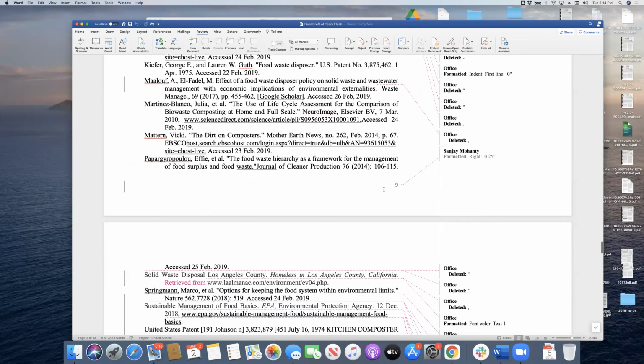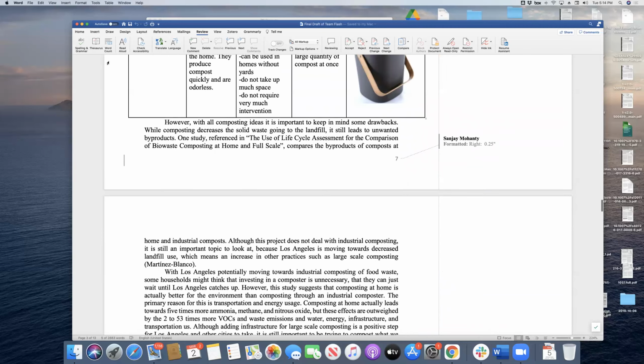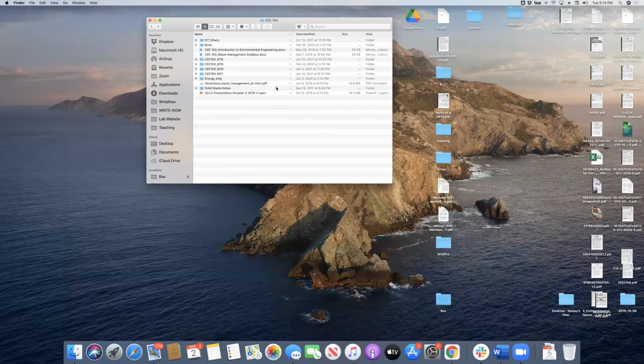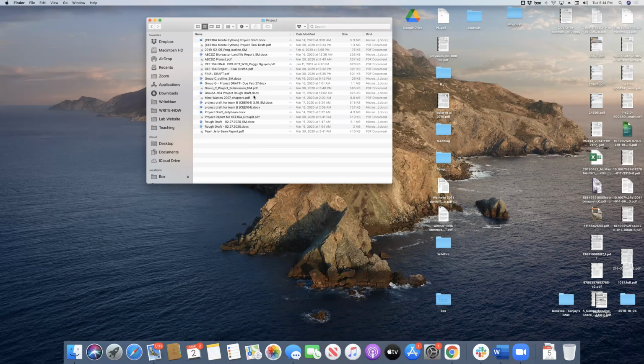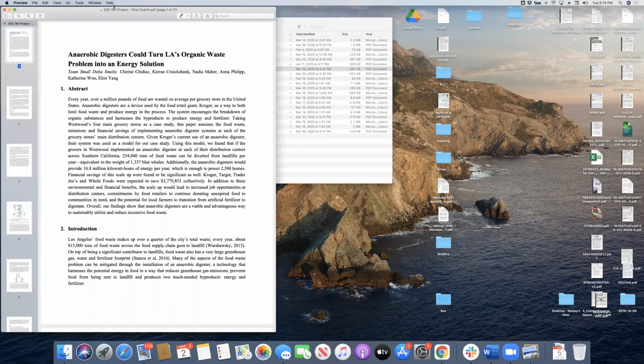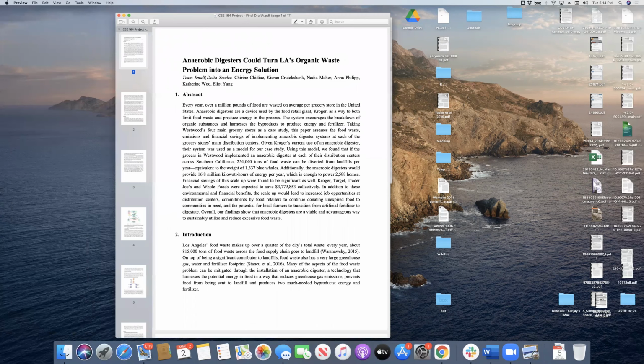Okay, so this is the draft form. Let's pick up another one from last 2020. Okay, this is a project somebody did.